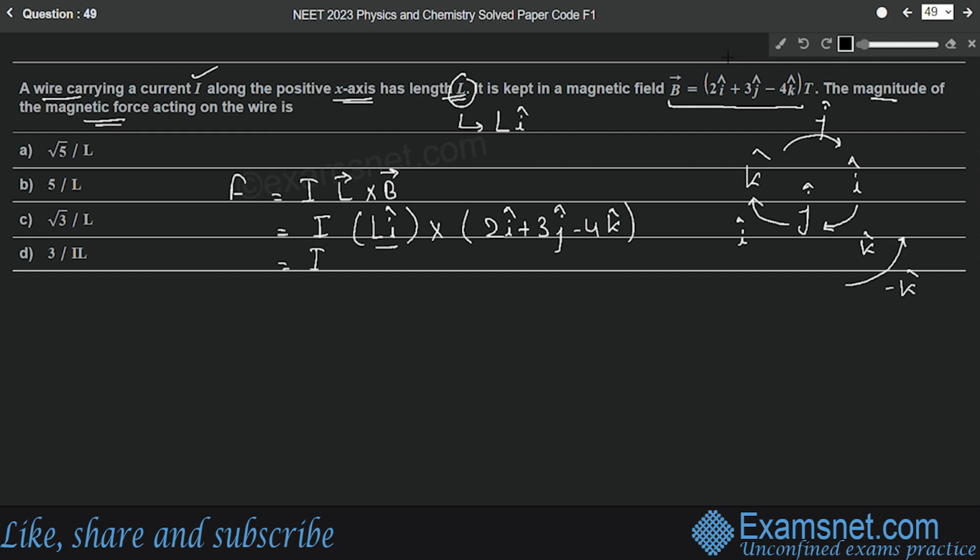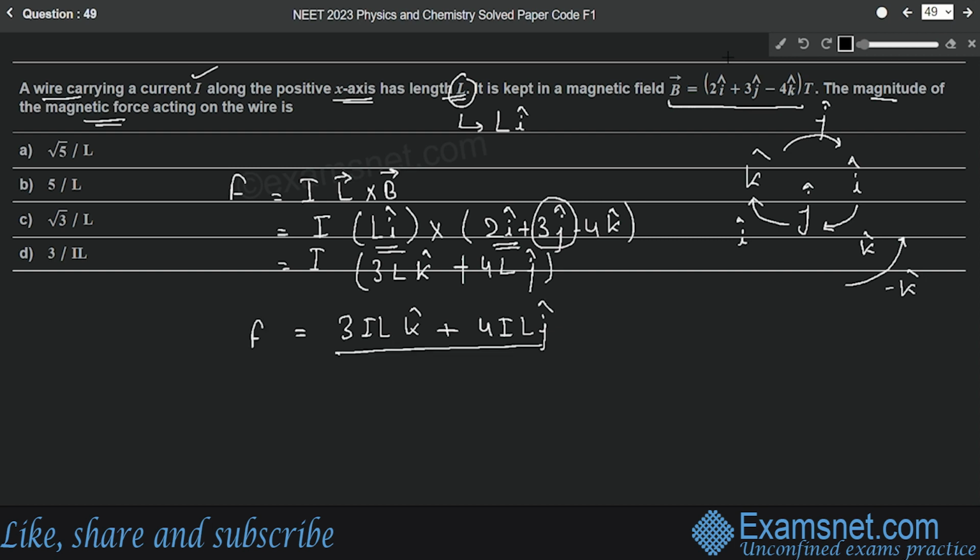now first part, that is L i cap cross 2 i cap. So i cap cross i cap will be 0. If the unit vectors are same, then the cross product will be 0. Okay, so the second one, that is L i cap cross 3 j cap. It will be 3L, and i cap cross j cap will be k cap, right? Minus 4L, i cap cross k cap will be minus j cap. So minus minus will become plus, it will be j cap. Okay, so let's open the bracket, 3IL k cap plus 4IL j cap. This is the vector form of the magnetic force.